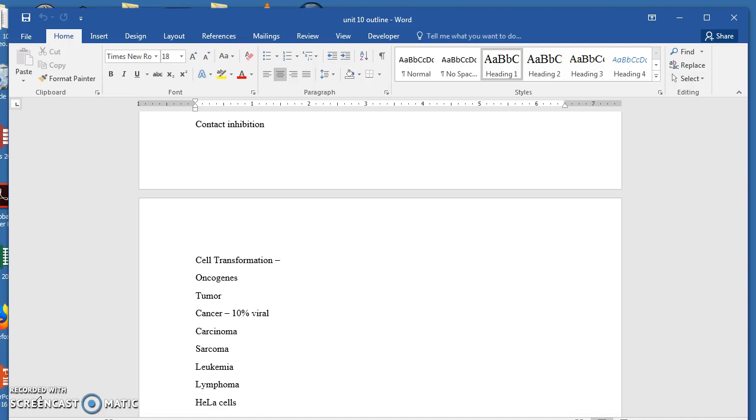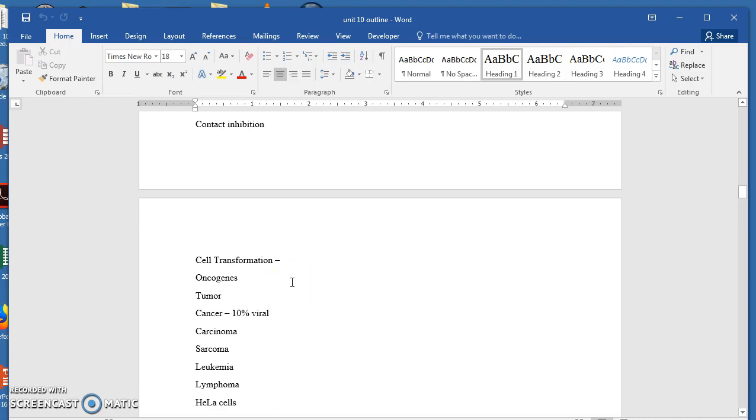Some sources will call it density-dependent inhibition, but contact inhibition is an expression that's oftentimes used. The idea of cells not understanding that they're in contact with other cells and to be turned off leads us into a discussion about cancer cells.